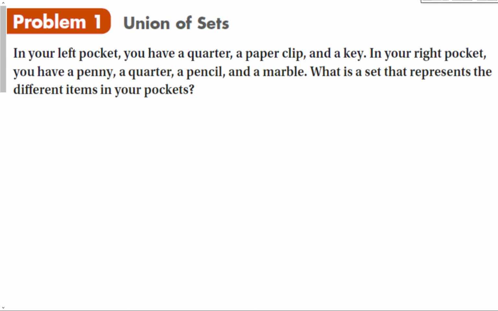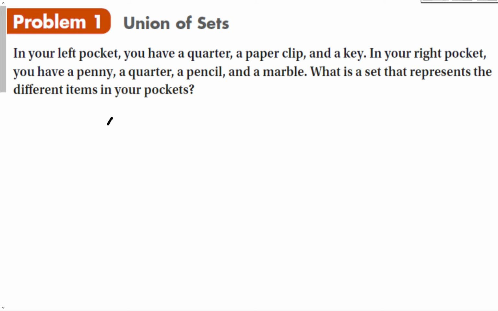So, first problem is the union of sets. In your left pocket, you have a quarter, a paperclip, and a key. In your right pocket, you have a penny, a quarter, a pencil, and a marble. What is the set that represents all the different items in your pocket? Well, so let's write down these sets.